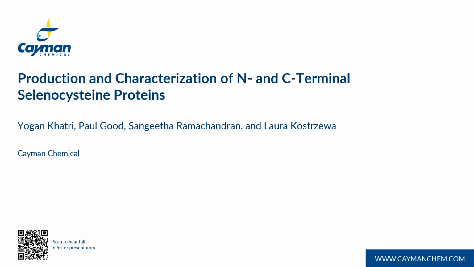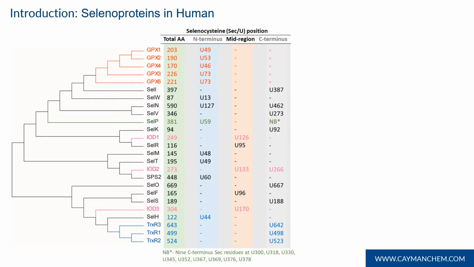Here we want to show the efficient production of N and C terminal selenocysteine proteins in the E. coli cell and their characterization. There are 25 selenocysteine proteins in human. Here we assess their amino acid sequences from the UniProt database, and a phylogenetic tree was built to know the relatedness.